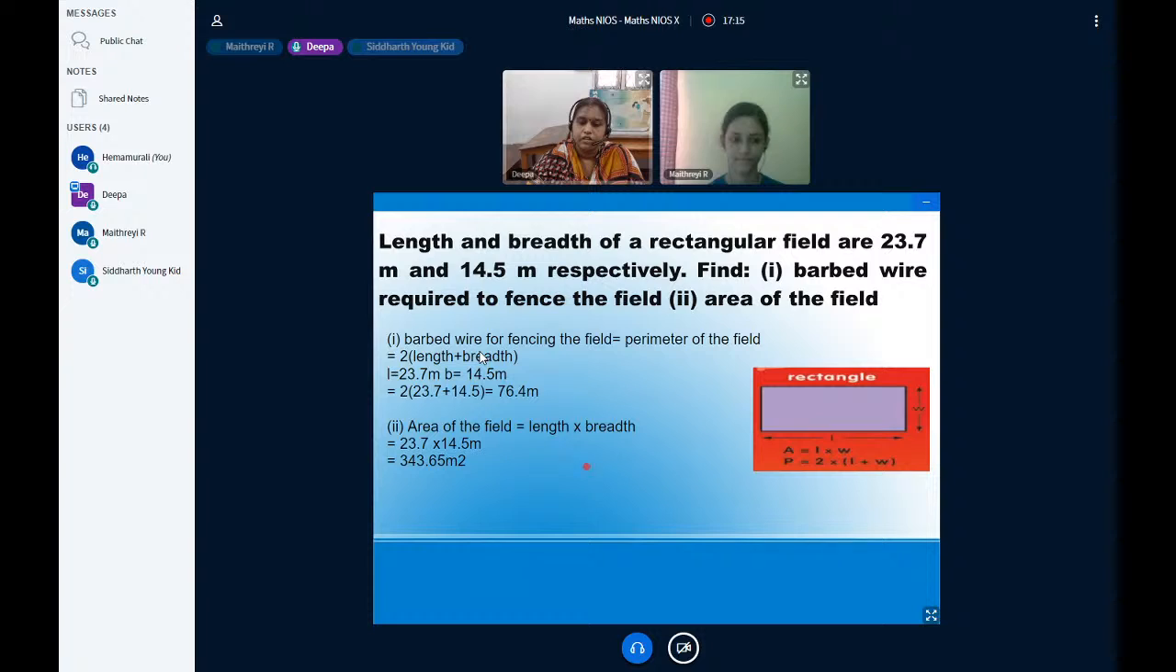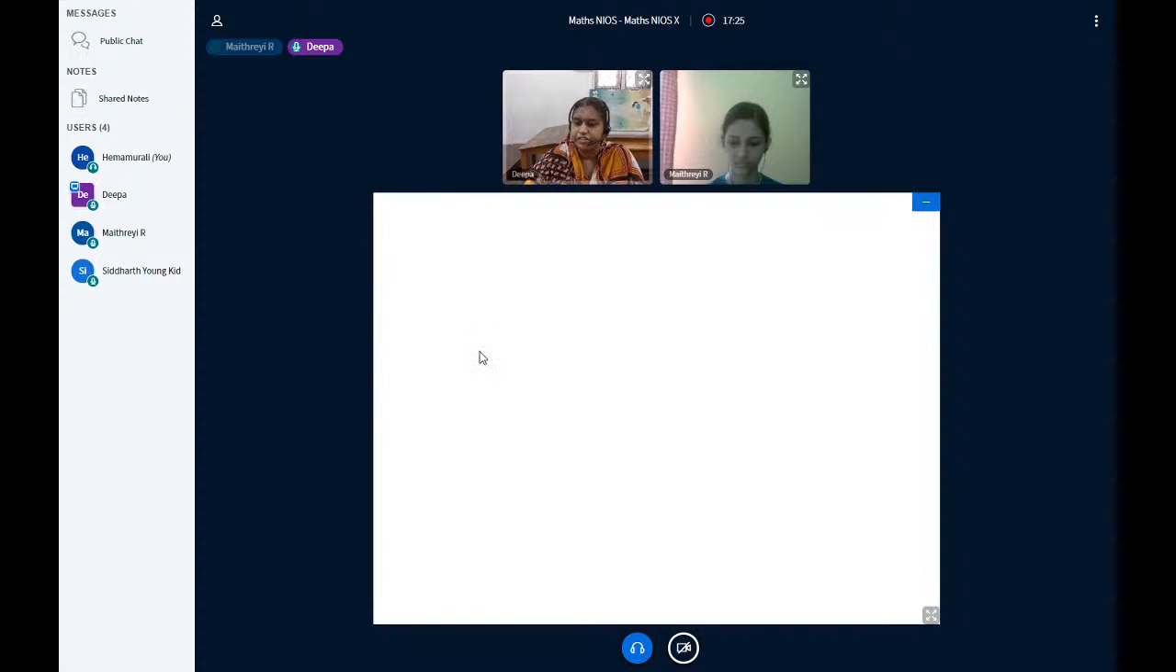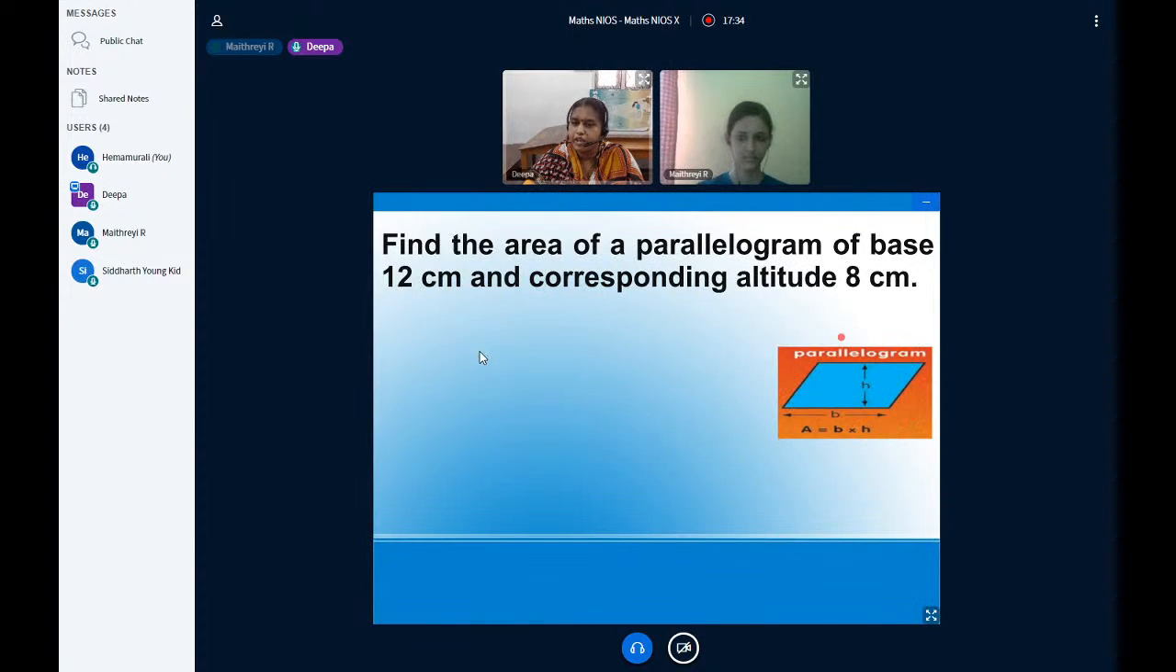Okay. Next. We discussed about how to find the perimeter of the rectangular field and area of the rectangular field. Next question. Find the area of the parallelogram of base is 12 centimeter and the corresponding altitude is 8 centimeter. That means height is 8 centimeter. Let's see how to do this.